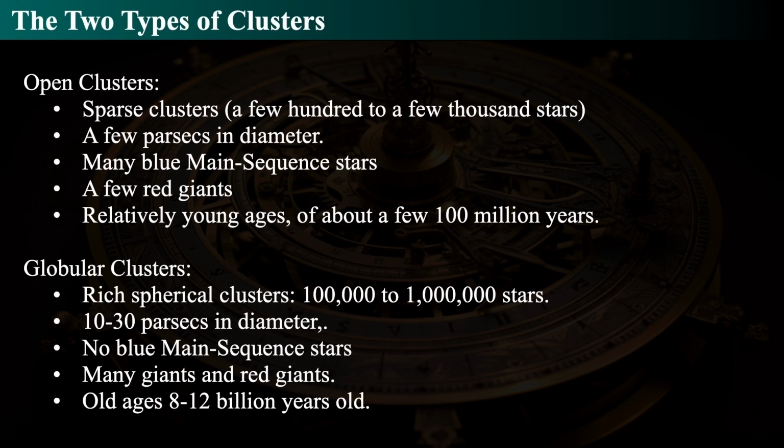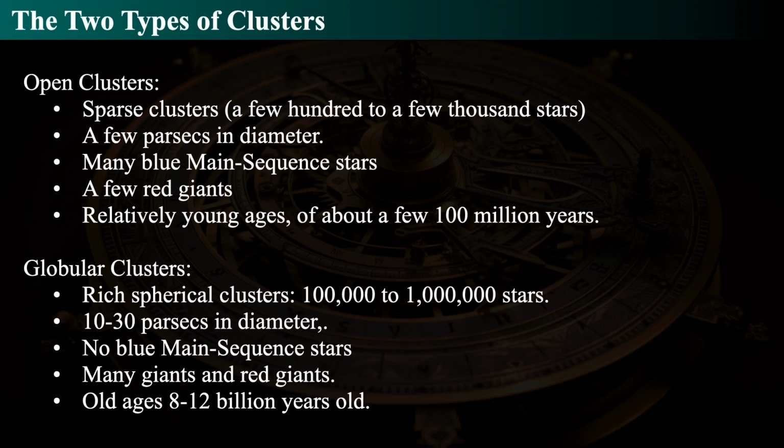Now, globular clusters, on the other hand, are spherical. They have lots of stars, between 100,000 and about a million stars. They're about 10 to 30 parsecs in diameter, so they're a bit bigger than open clusters. And there are no blue main sequence stars, no O stars, no B stars, no A stars, no Fs, very few Gs, if any, and many, many, many giants and red giants. Their ages tend to be about 8 to 12 billion years old.